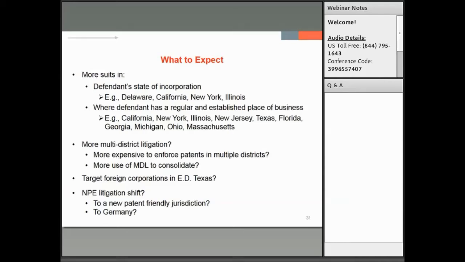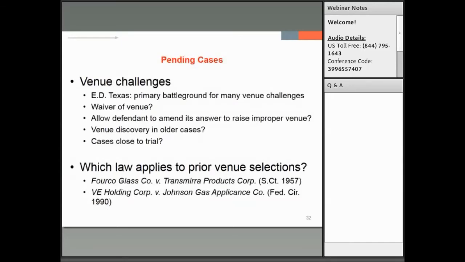We, of course, still have foreign corporations, and then are we going to see a shift? Are we going to see that litigation shift to different forums that might be friendly to patentees? Or are we going to see it even ship out of the country? There are some prognosticators suggesting that Germany may be a new target. And finally, we'll go through pending cases with my last two slides.